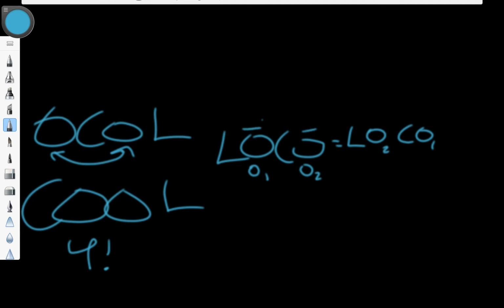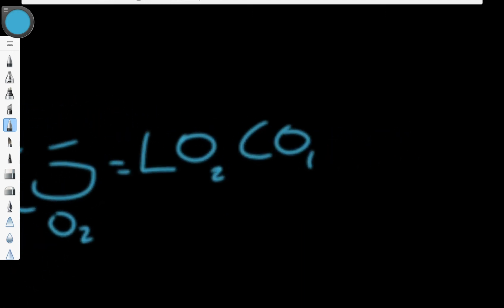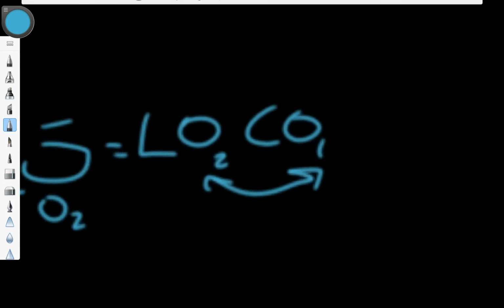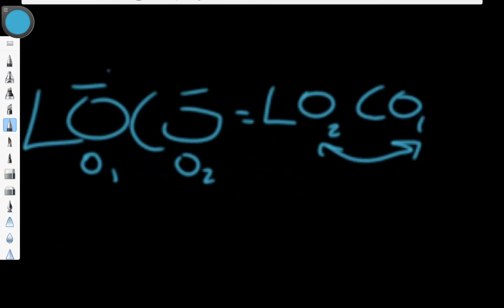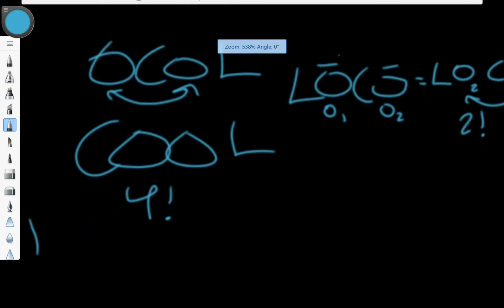That's why we need to divide by the number of ways we can arrange them, right? Because you can have this guy here or this guy here. So we need to divide by 2 factorial, right? Or 2, because there's 2 things, and we need to find how many ways we can arrange them. So obviously we divide by 2 factorial.